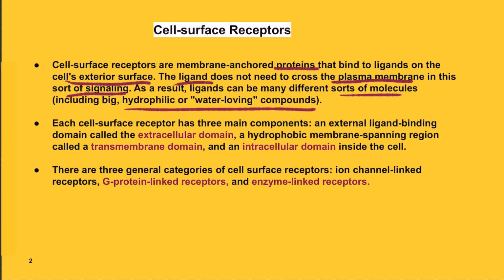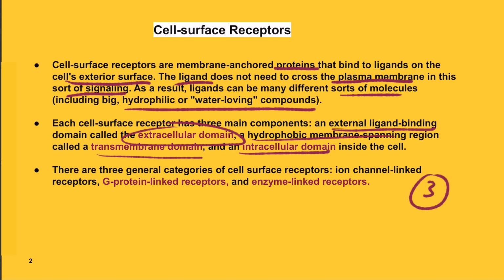As a result, ligands can be many different sorts of molecules, including hydrophilic, also known as water-loving, compounds, instead of only being hydrophobic. Each cell surface receptor has three main components. It has an external ligand binding domain, called the extracellular domain. Then it has a hydrophobic membrane spanning region, called a transmembrane domain, and it also has an intracellular domain inside the cell.